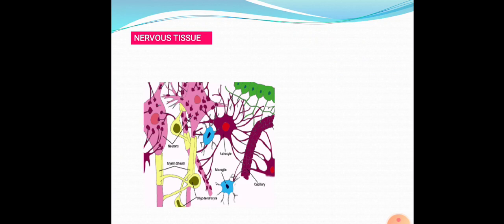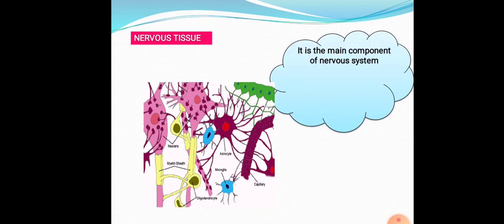So that is about muscular tissue. Now let us see the nervous tissue. Nervous tissue is said to be the main component of the nervous system, and these tissues are highly specialized for receiving the stimulus, and once it receives the stimulus, it conducts it to the other part of the neuron as an impulse.